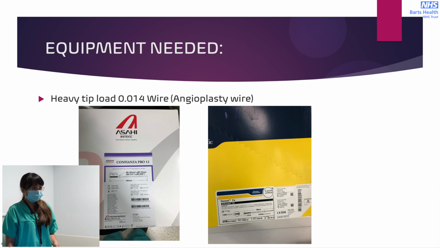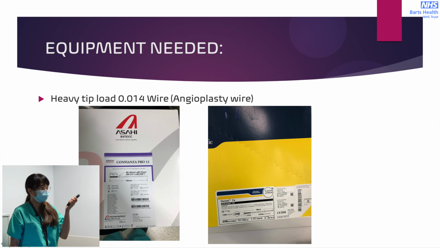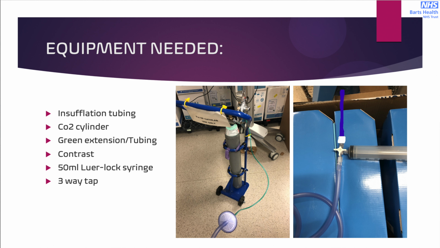So that wire is used to puncture the cardiac vein. You can also use a normal angioplasty wire like a Cyan Blue, but they use the back end of it, not the J-tip. Mehul used it before, the Cyan Blue, and then you just use the back end. And the insufflation tubing.